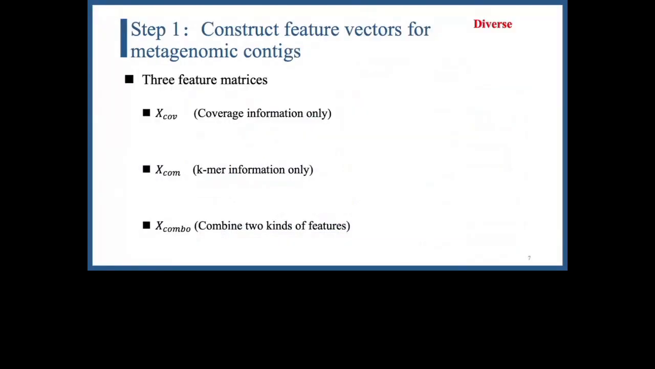We get three feature matrices for each dataset. For some datasets with a large number of high-quality sequencing samples, good binning results can be obtained using only the coverage feature. In addition, for datasets with high-quality contigs, good binning may be achieved with tetramer features alone. We kept feature matrices with coverage information only and tetramer frequency only. And in addition, we also get the feature matrix that concatenates the two kinds of features.